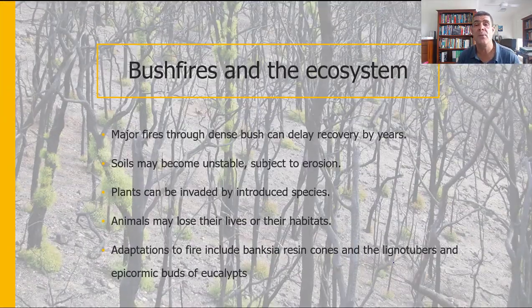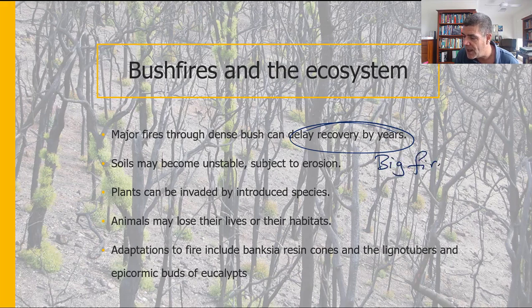So what's the problem in terms of the local ecosystem? Well, there's some obvious things that are associated between bushfires and the local ecosystem. And one of the main things is that the big devastating fires can delay recovery by years. So this is really for the big fires. So when we haven't been managing the land particularly well, when we have been kind of leaving our forests alone, that can actually create more problems.